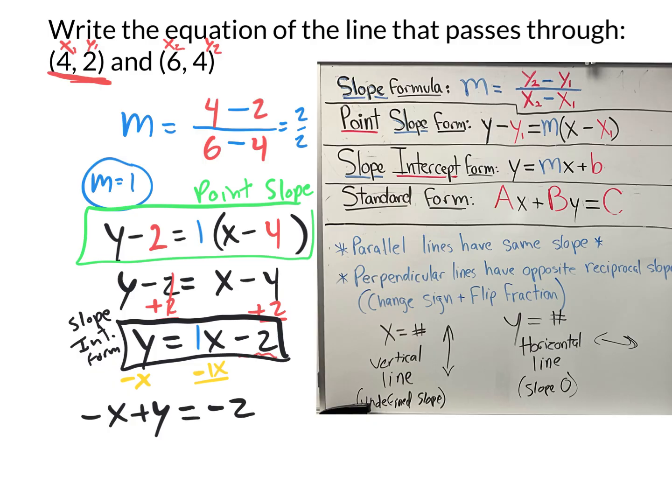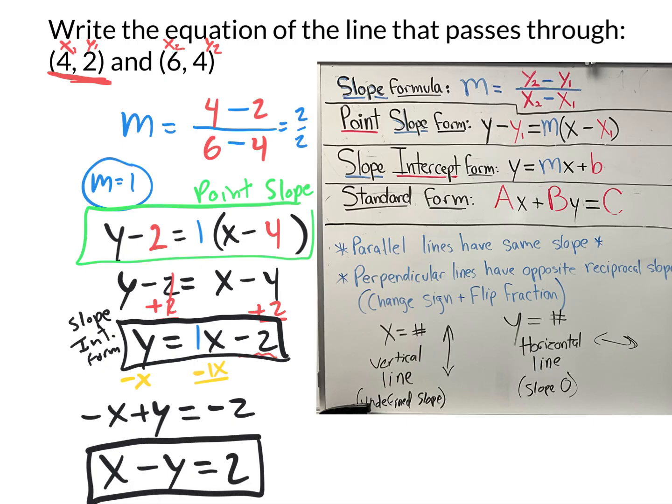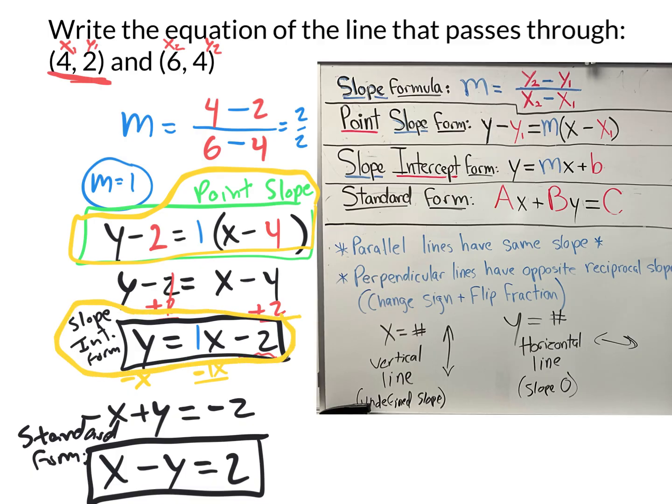This is standard form, but on a multiple choice test, you may not see this exact standard form. They may have multiplied everything by negative 1, changing all the signs for a positive x, a minus y, and a positive 2. That technically looks a little nicer. That's standard form. And that's all three forms. Once again, here's the point slope. Here's the slope intercept, y equals mx plus b. And here's the standard form, ax plus by equals c. All three forms.